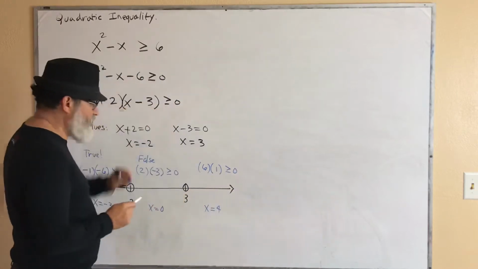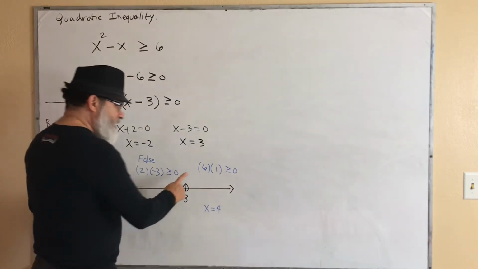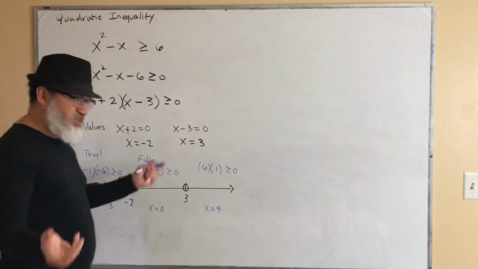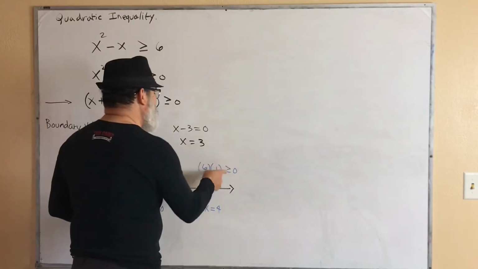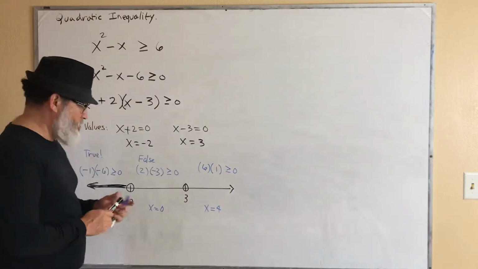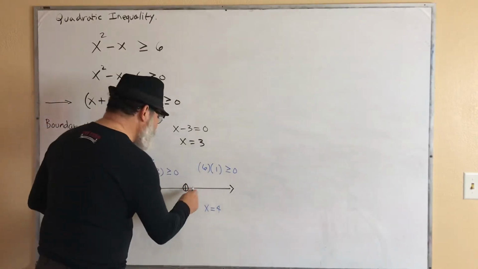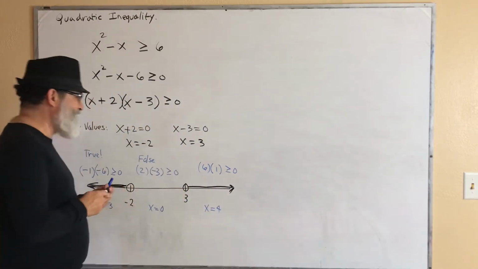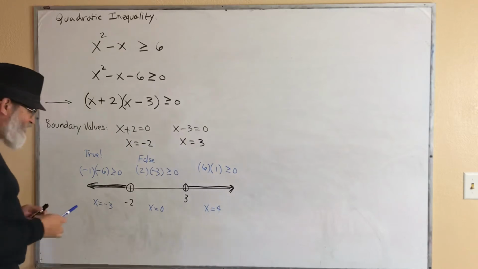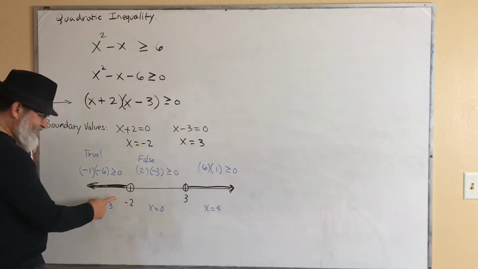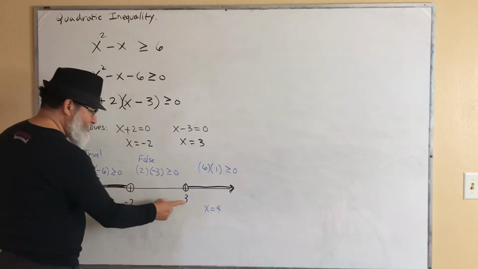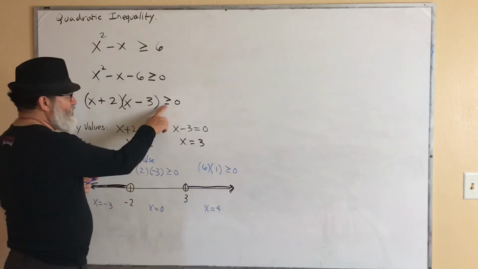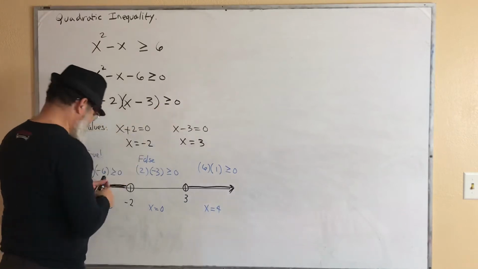And it's greater than or equal to, look, a positive times a positive. That's positive. Positive, right? That's 6. Is 6 greater than or equal to 0? Yes, it is. Therefore, we shade because we got true. Now, question. Is negative 2 and 3, are they shaded? The answer is yes, because we have this equal. So we shade it.